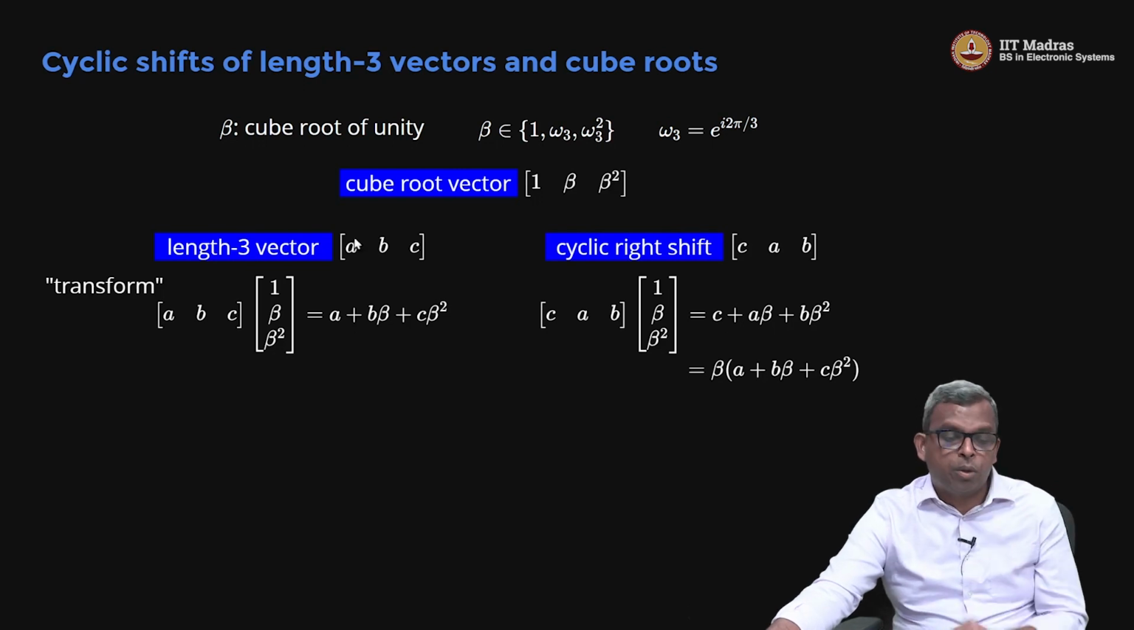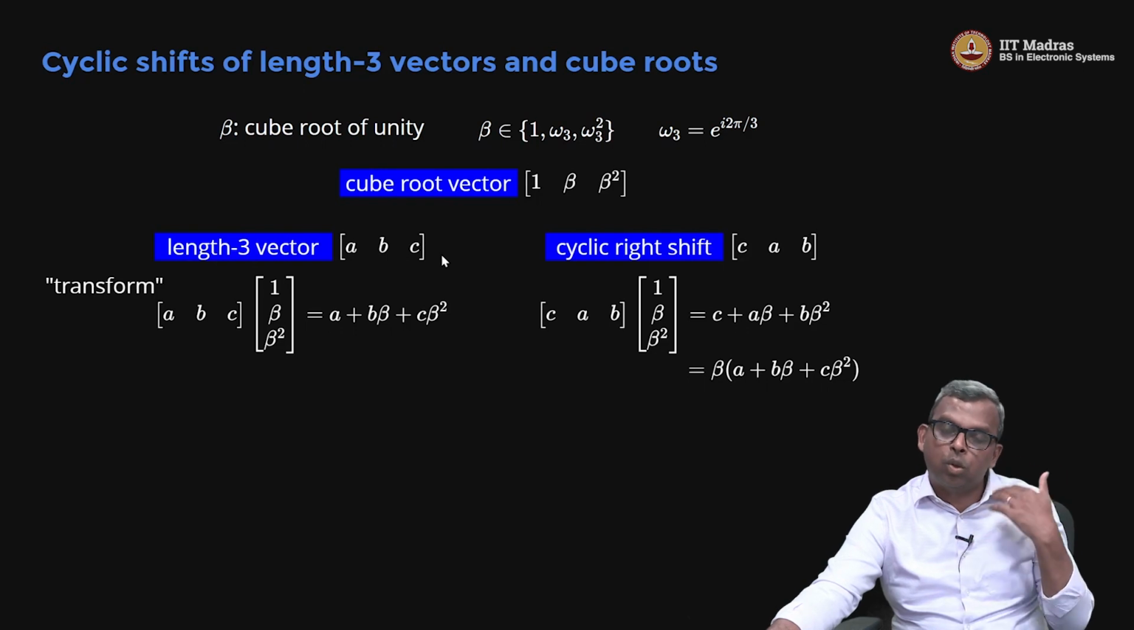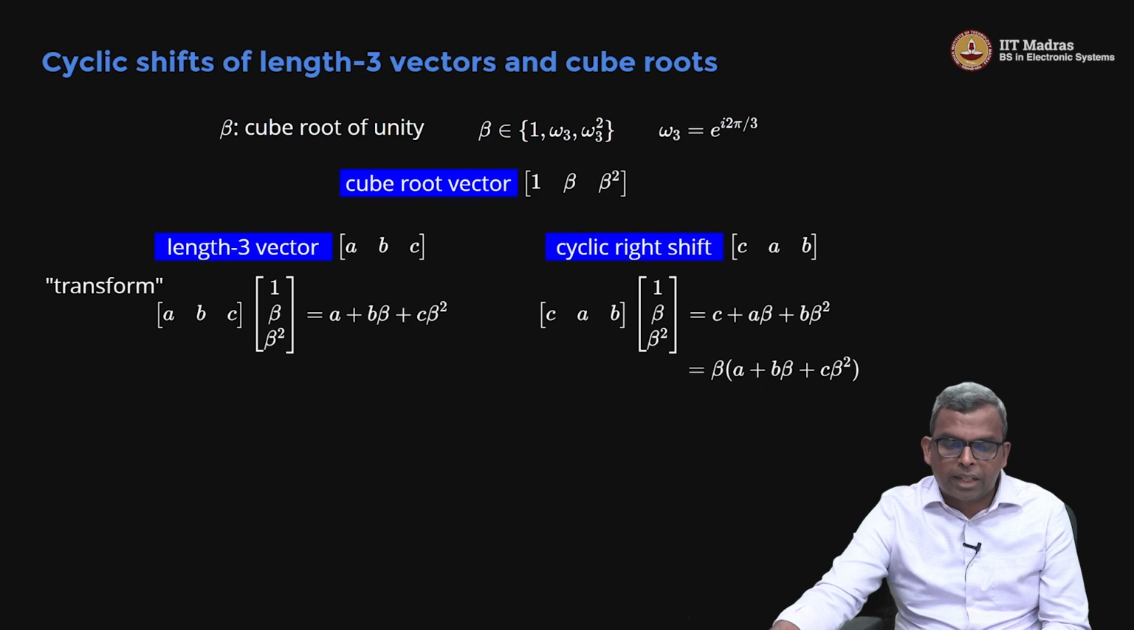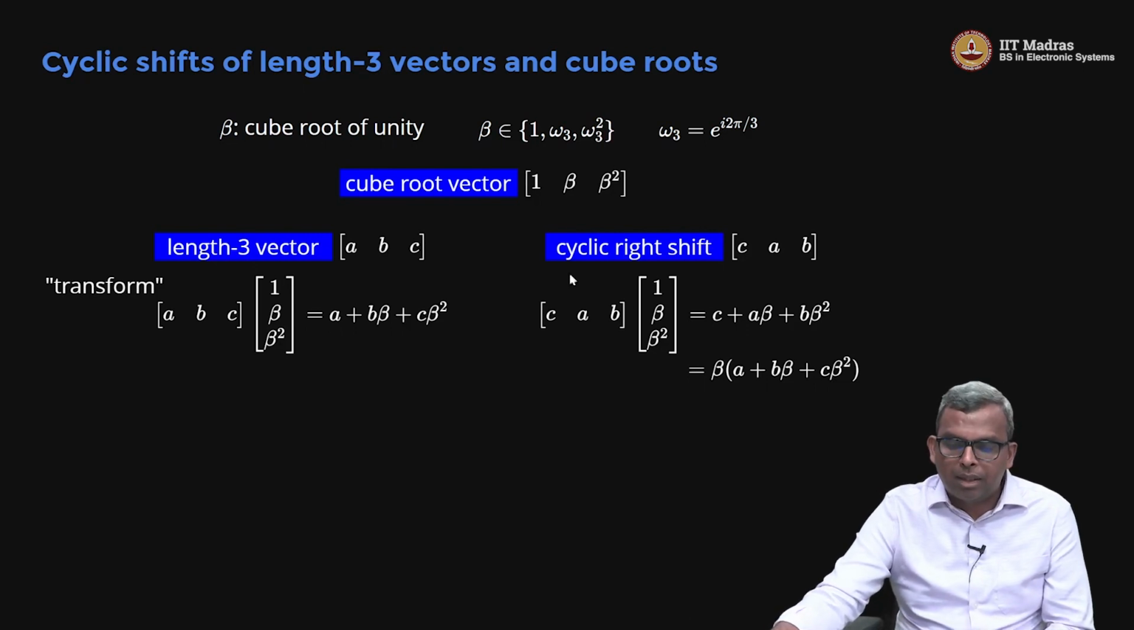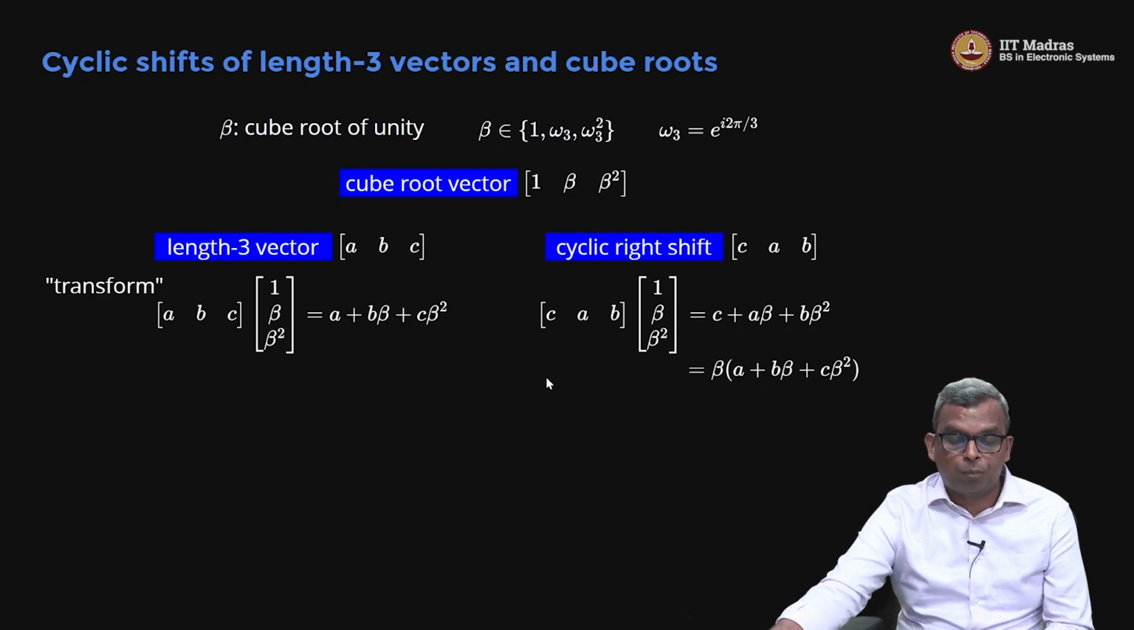Why did we get cube root? Because the vector was length 3. So I have to go to cube root. If the vector was length 4, I have to go to roots of x power 4, fourth roots of unity and all of that. So it will change based on the length of the vector. In this particular case, it ended up being like this. So this property is very, very crucial.